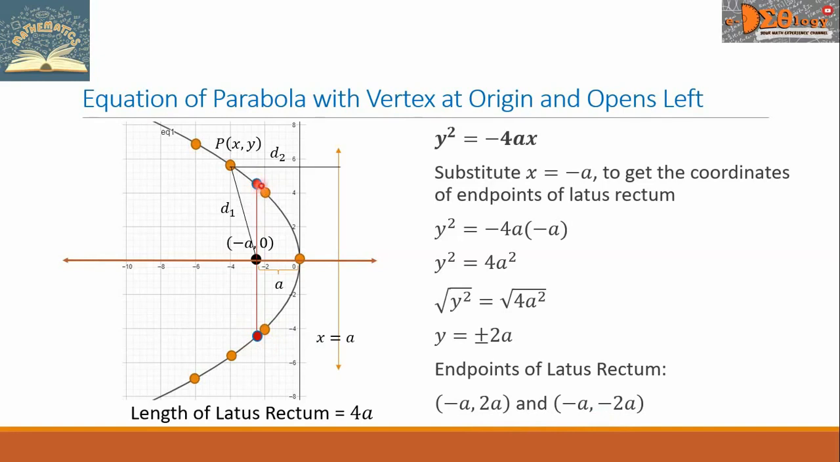By this figure, we can see that the length of the latus rectum equals 4a. We can see that this 4a is familiar from our equation of the parabola, and that is the coefficient of x. The only difference is that it is positive.